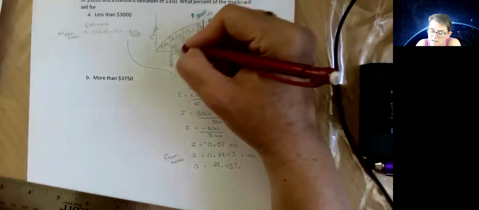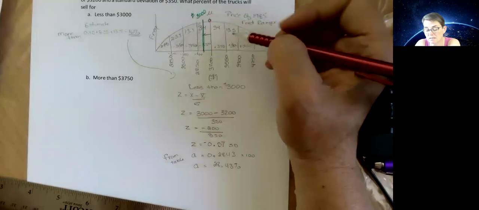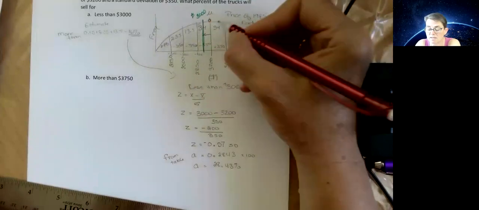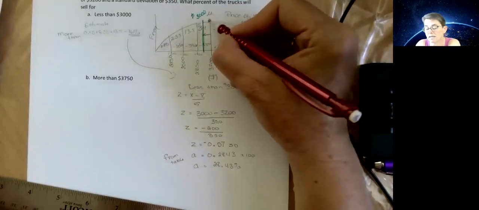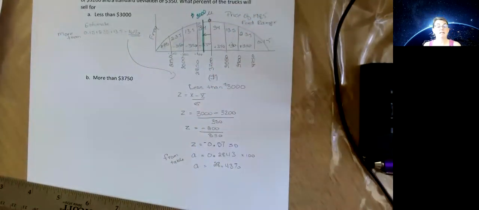So that's saying that this colored section over here is 28.43% of my data. That makes sense. We said for sure it was more than 16, and we actually could have said definitely less than 50. So that is what we do. I would challenge you now, turn off the video and do the question of more than 3,750.